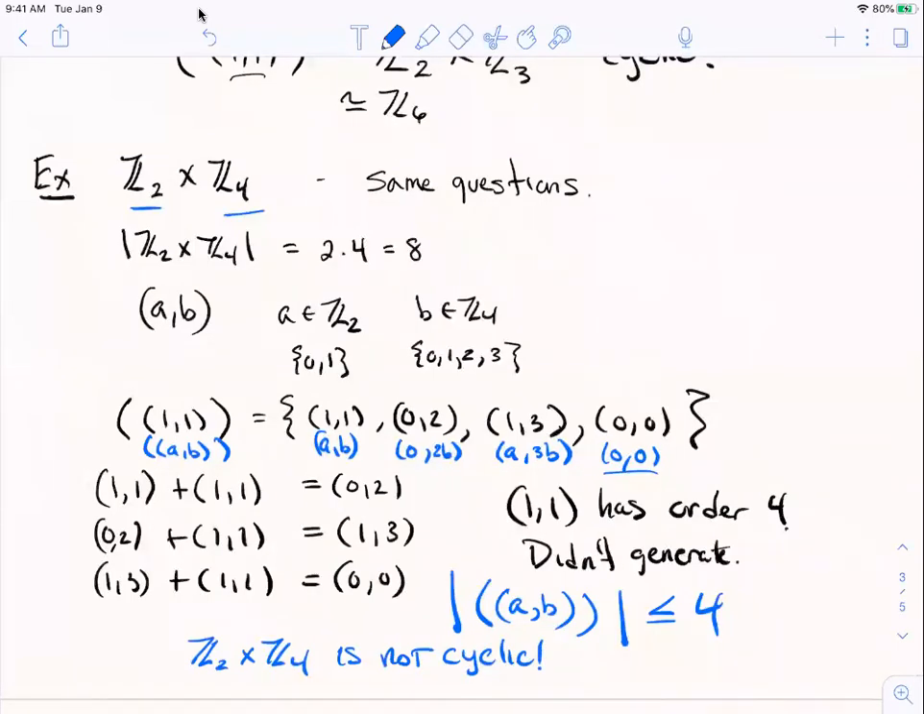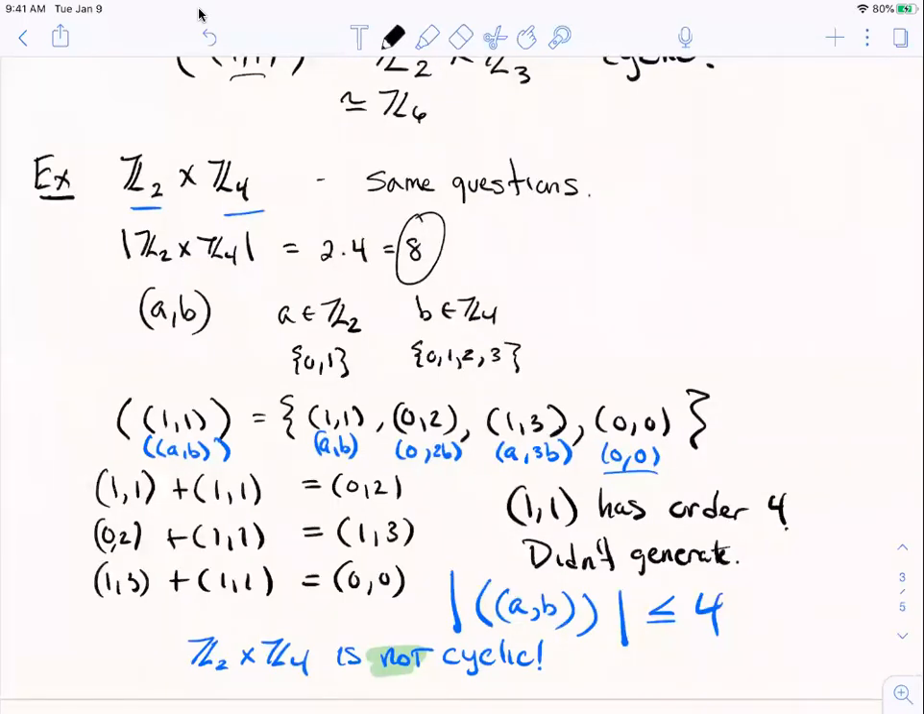Maybe you're surprised. How do I know it's not cyclic? Well, I know that because I just proved that any element's order can be at most 4, but this group has order 8. If it were a cyclic group, we'd have to have an element of order 8. And we're not going to find one.